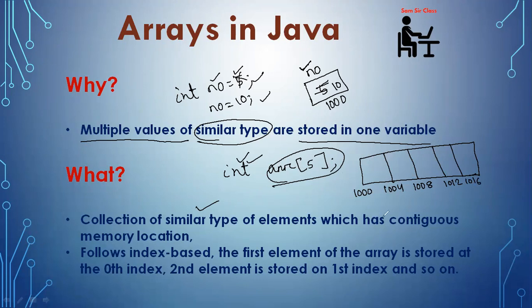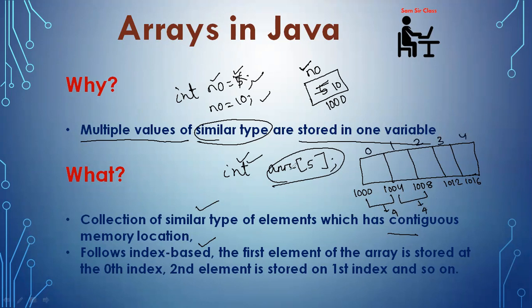So why is this known as contiguous memory location? Because if you take the difference between any two consecutive blocks, you will get the same value as output. So this is known as contiguous memory allocation. And an array follows index-based value storing. What is that index based? The starting index will be 0, the next index will be 1, then 2, then 3, then 4.